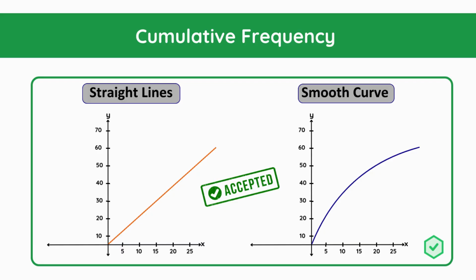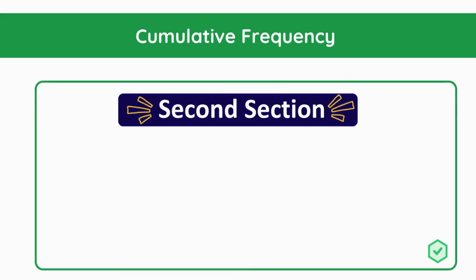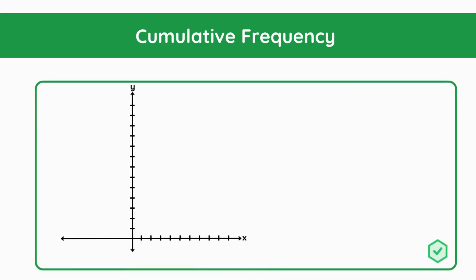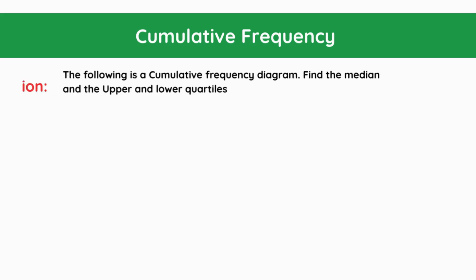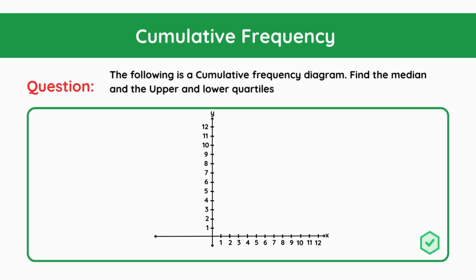So we know how to draw the diagram. In this second section, we'll use one to find the median and the quartiles. And the good news is, once the curve is drawn, it becomes a tool which we can use to find the median and quartiles. Suppose we have a cumulative frequency diagram showing the number of books read by 12 people.